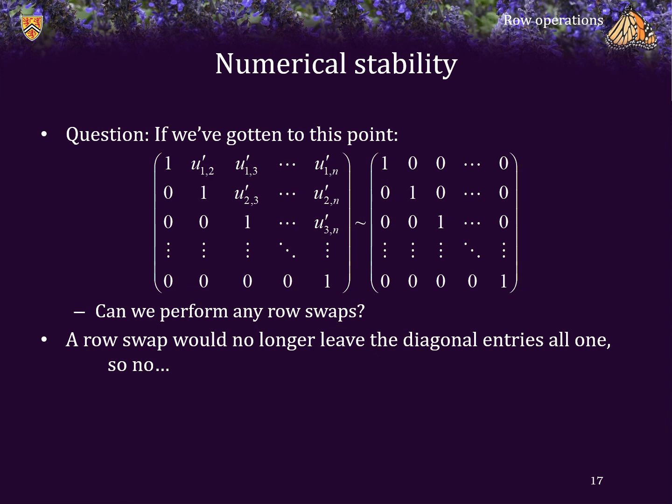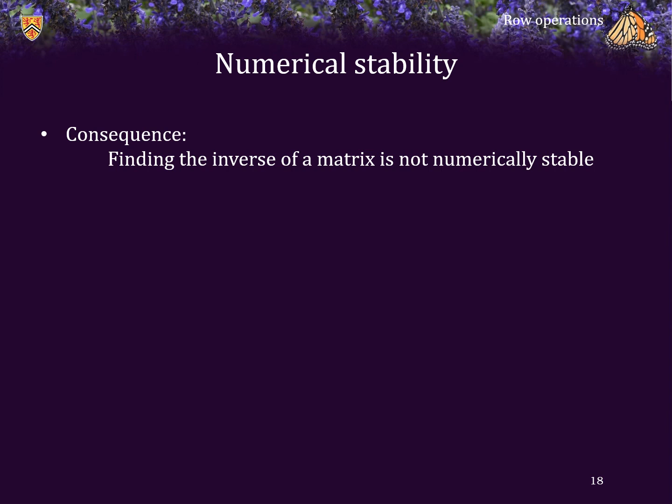So no, we can no longer perform any additional row swaps, and thus if any of the entries above the diagonal at this point were greater than 1 in absolute value, then we may be performing an operation that is going to result in numerical instability. Consequence: finding the inverse of a matrix is not necessarily numerically stable.